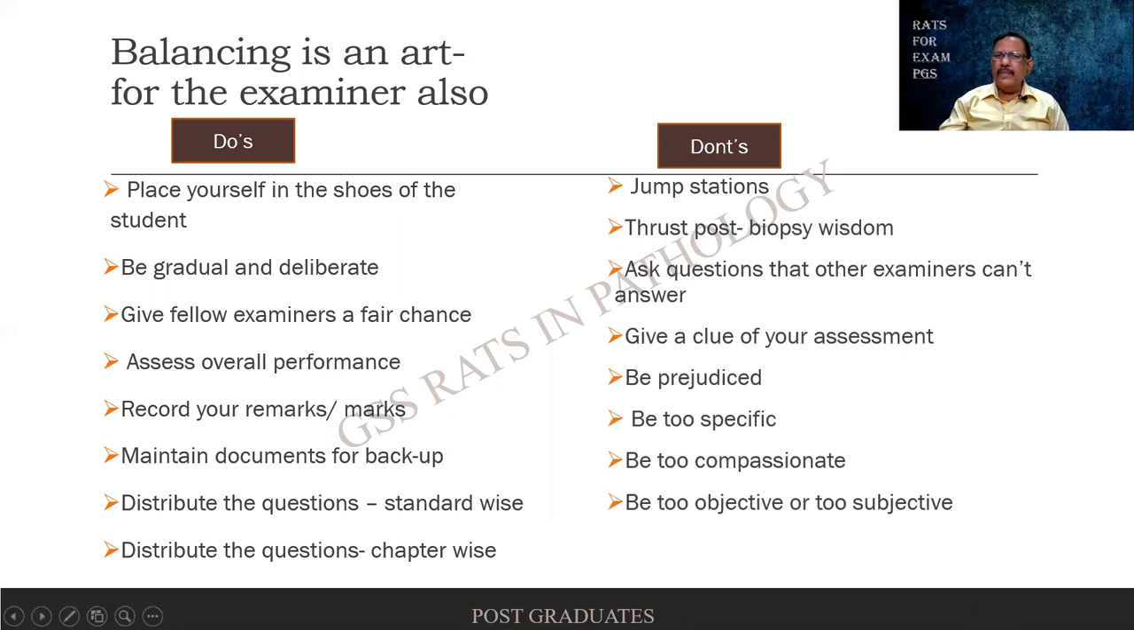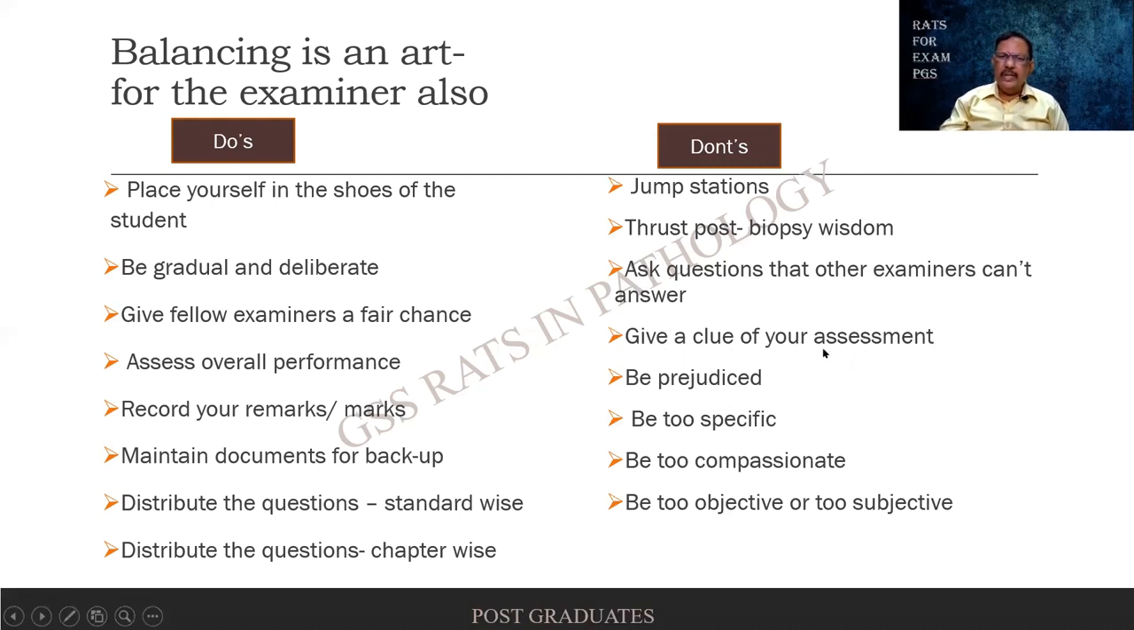And these things sometimes the examiners do. They jump stations. They ask one question, and the next question will be totally unrelated. So it will be difficult for the student to have a reflex and answer. And trusting the post-biopsy wisdom: what, you cannot identify even this? This is a lymphoma. Can't you identify it? I would have identified after doing all the IHC. Asking questions that the other examiners also cannot answer.